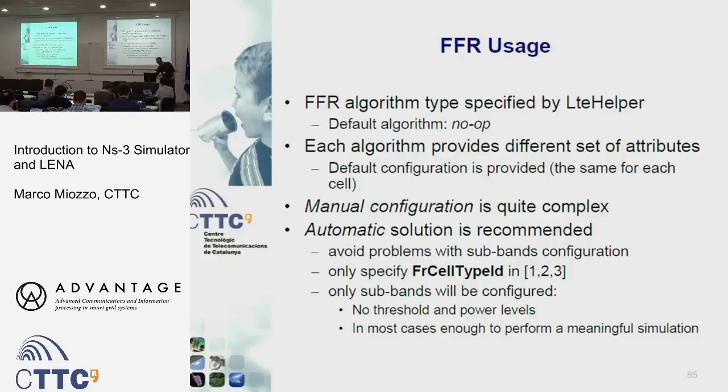Of course, it might be quite difficult to use them, since each algorithm has its own specific configuration, but there is an automatic solution that is recommended to avoid problems of configurability. You just configure the three types of cells, and the subbands are configured in an automatic fashion.